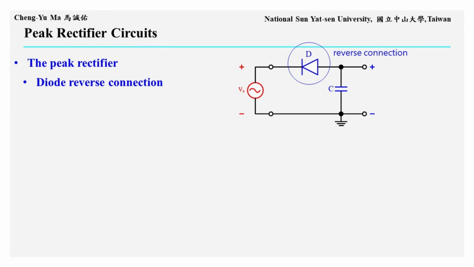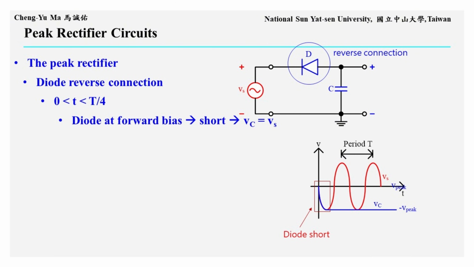Now suppose we reverse the diode connection in the same circuit. The cathode is connected to the signal source Vs, and the anode is connected to the capacitor and the output node. Initially, the output node is at 0 volts. For the diode to turn on, the anode voltage must be higher than the cathode voltage. Since the anode initially stays at 0 volts, the cathode voltage must become negative for the diode to conduct. Therefore, when Vs is negative at the beginning, from 0 to T over 4, the diode is forward biased and acts as a short circuit. As a result, the capacitor voltage Vc follows Vs.